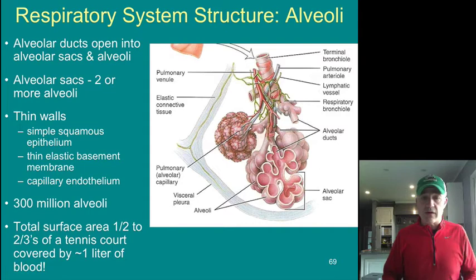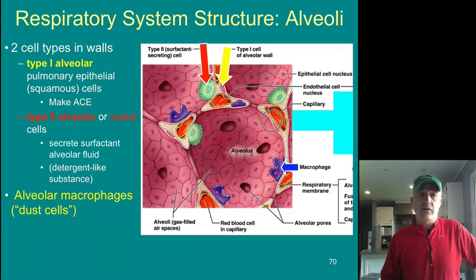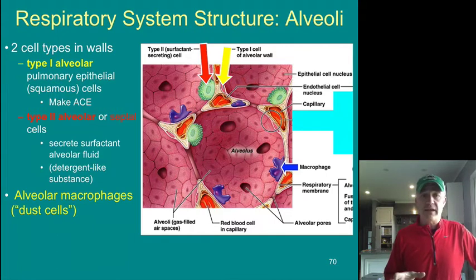And again, we branch down, and you get to the point that there are about 300 million alveoli in the lungs, giving us a surface area of somewhere between 1/2 and 2/3 of a tennis court to have this exchange take place across, which is part of the reason we're able to exchange our gases as quickly as we are. And we're going to see in these alveoli there are really 2 main types of cells.